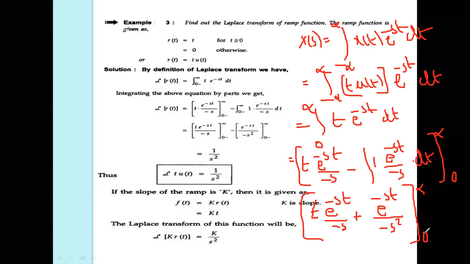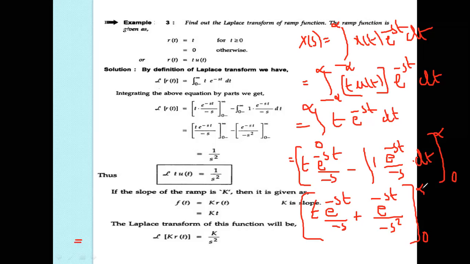And for the lower term, you can apply: the first term is 0 because it's t. And the last term we have here, e power minus s into t, with that t value 0, is 1. And in the denominator we have s square. Because we are substituting the lower limit, there is a minus, and here also a minus, both together make a plus. Once again I will explain.